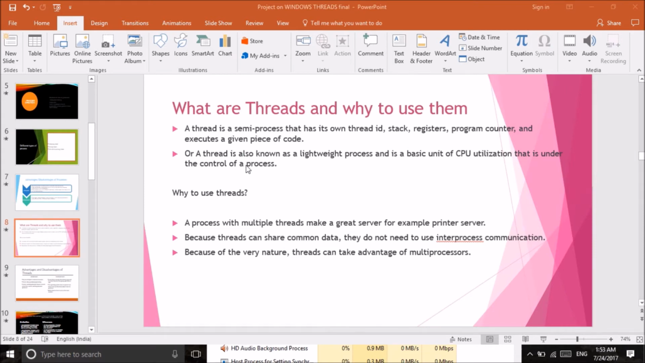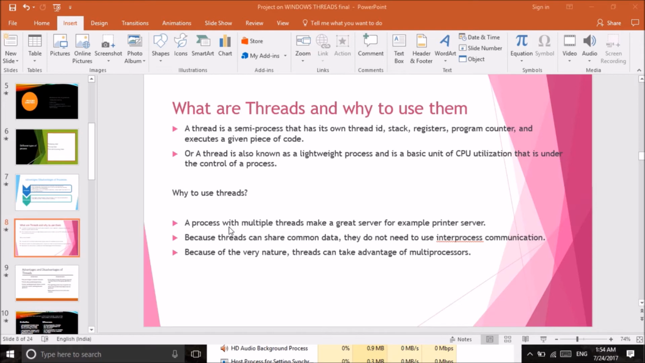Coming to threads, a thread can be defined as a semi-process that has its own thread ID. Thread ID is used to uniquely identify a thread. It also has a stack, which is used for memory purposes, and a program counter, which is used to point to a particular location and execute a given piece of code. The other definition is that a thread is a lightweight process and is a basic unit of CPU utilization that is under the control of a process.